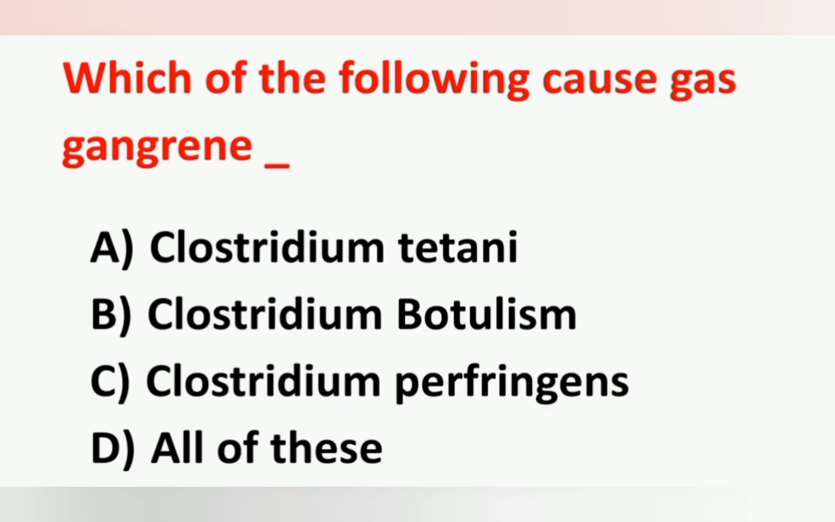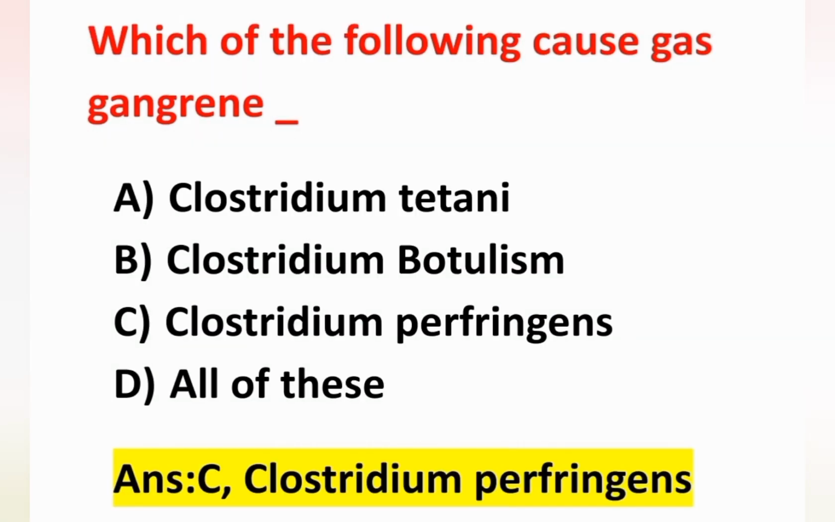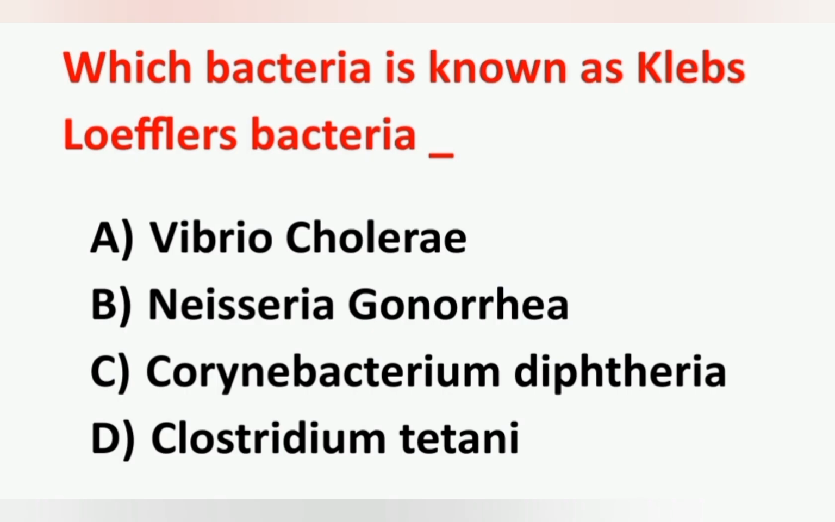And the next question, which of the following can cause gas gangrene? Options are option A Clostridium tetani, option B Clostridium botulinum, option C Clostridium perfringens, option D all of this. And the correct answer is option C, Clostridium perfringens, which causes gas gangrene. Clostridium botulinum causes food poisoning, and Clostridium perfringens causes gas gangrene. Both are important questions.